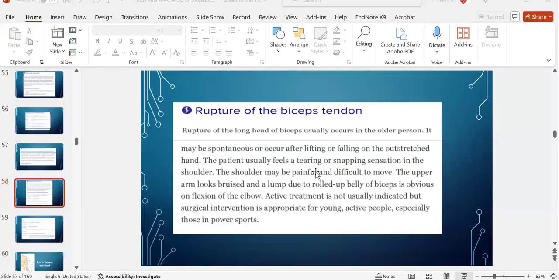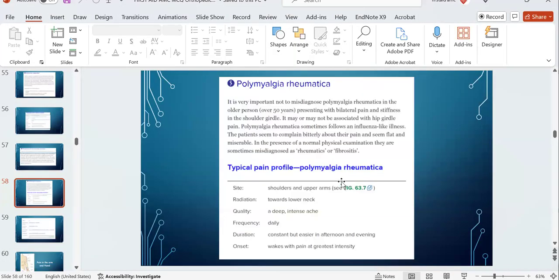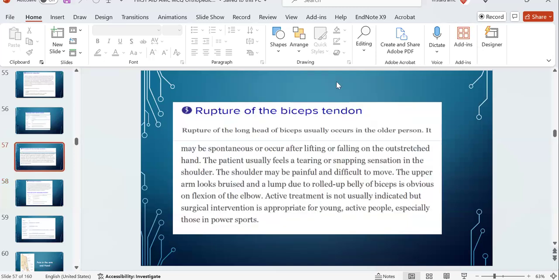Polymyalgia rheumatica we discussed in our connective tissue disorder class, not in this class. Okay. So that's all about shoulder pain. The main thing that you need to actually get from here is how to diagnose rotator cuff tendinopathy, what the main features of it are, and how to diagnose adhesive capsulitis.